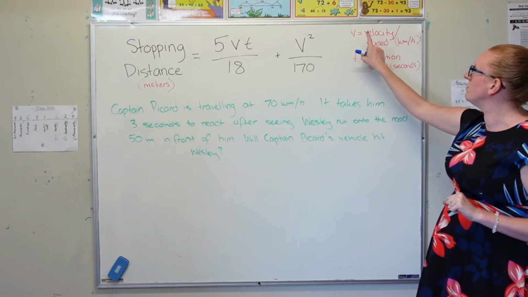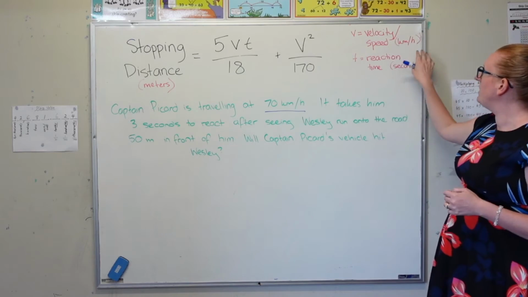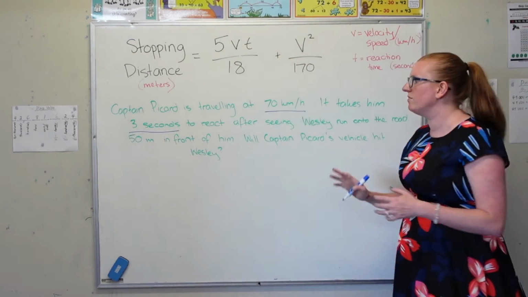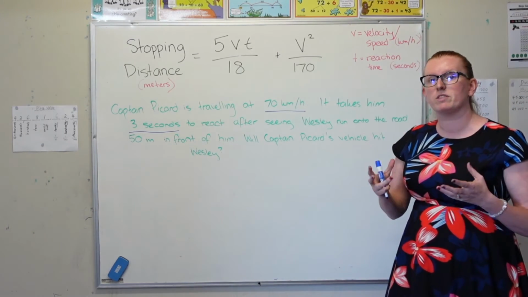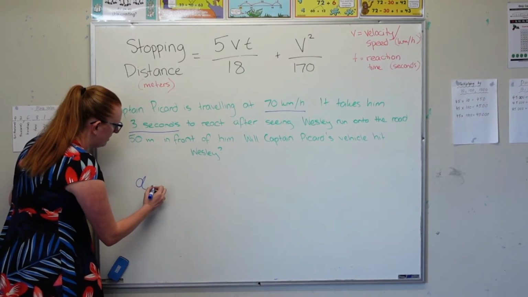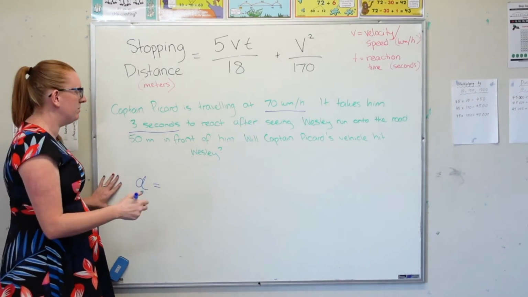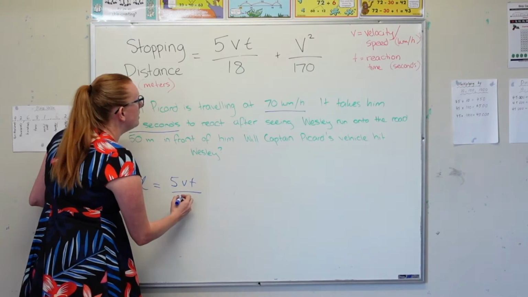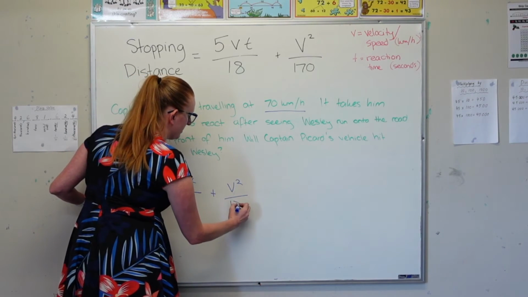So we need to pull out our velocity or speed, which is here, 70 kilometers per hour. And our reaction time was 3 seconds. Those are the only 2 things that we need to solve the actual question for now. So we're calculating our stopping distance. I'll just call it D. I'm rewriting my formula, by the way. Then it's 5VT over 18 plus V squared over 170.